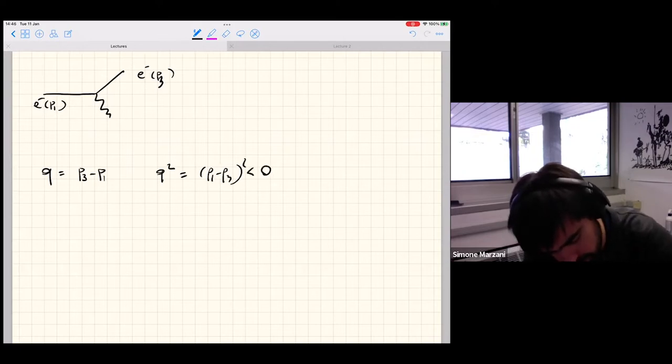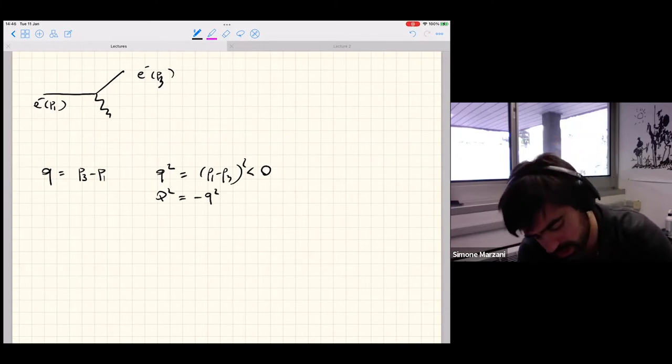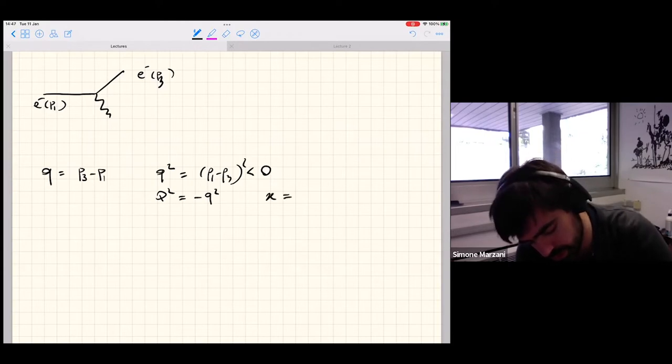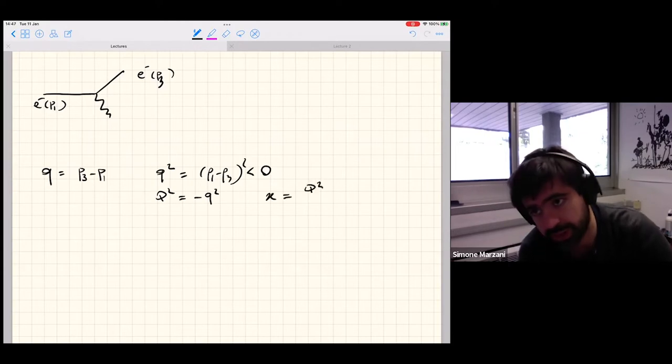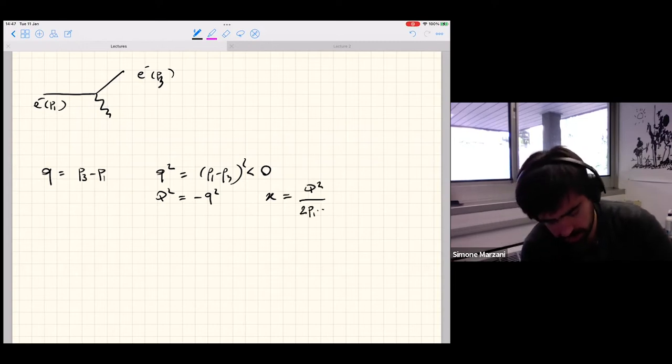And so we typically introduce a capital Q squared, which is minus q squared. That's standard in deep inelastic analysis in this type of experiments. And also the other variable which is often introduced is Q squared divided by 2 p1.q.